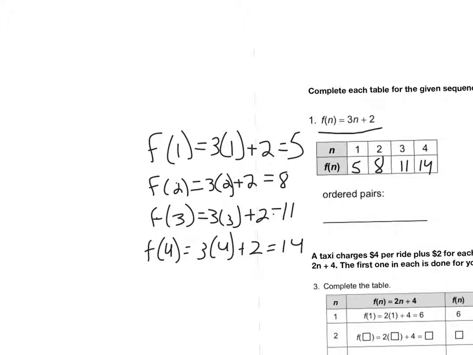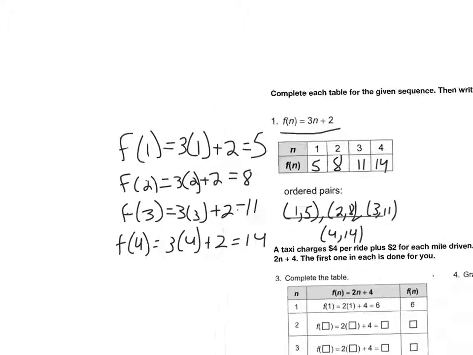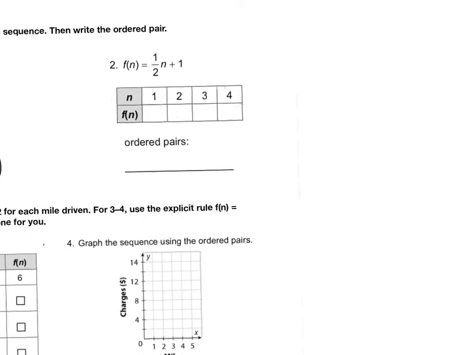Now we're asked to give them in ordered pairs as well. So your first ordered pair would be 1, 5. Your second ordered pair would be 2, 8. Your third ordered pair would be 3, 11. And your fourth ordered pair would be 4, 14. And that's it. That's all you're doing for number 1. Let's go right to number 2.